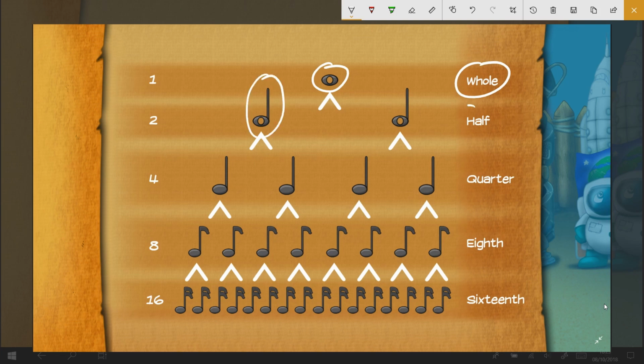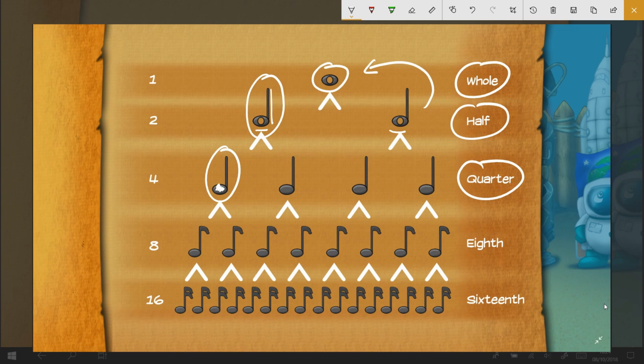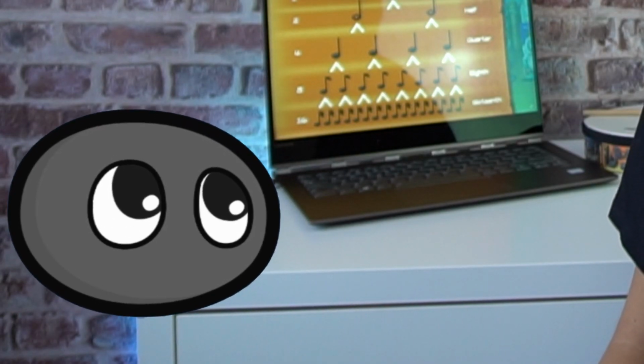Then we have the half note. This one has a stem on the side. And two half notes equals one whole note. Then we have the quarter note. It's similar to the half note but filled within. And four of them equals one whole note. Oh, they look like me. But how are we represented in the sheet music from musicians?